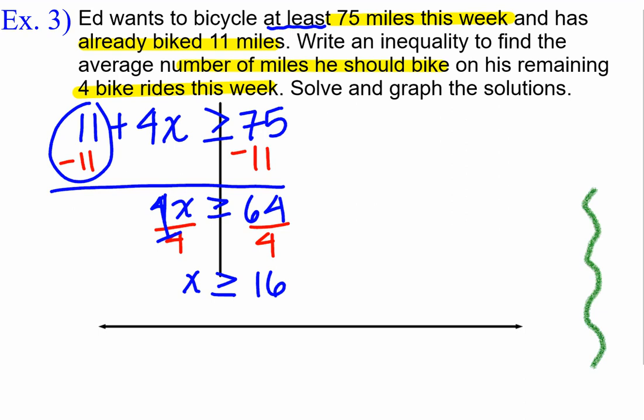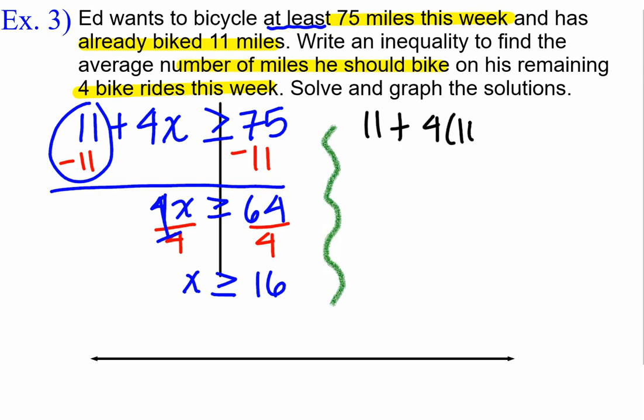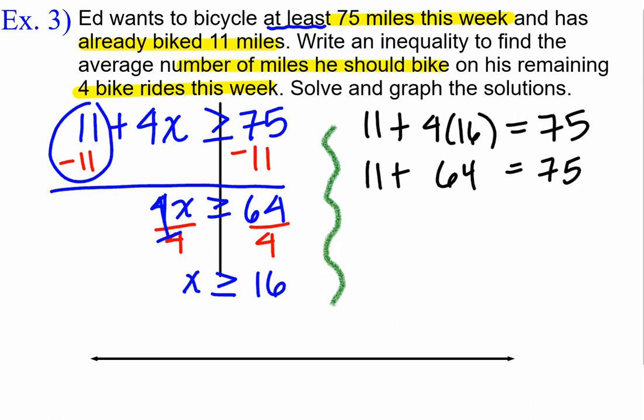Okay, so this is where we're at here. So now what we're going to do is check our solution. We're going to take this number 16 and put it back into the original problem. 11 plus 4 times 16, is it equal to 75? Remember, we always change it to equals when we're checking. So 16 times 4 is 64. And 64 plus 11 is indeed 75. So far, so good.